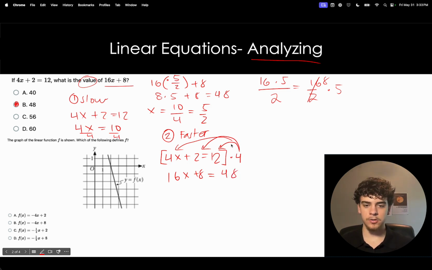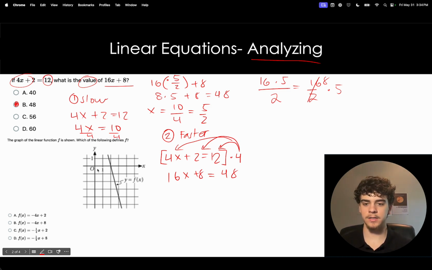And now all we had to do was this one step of recognizing that this is simply 4 times the value of this, so therefore this has 4 times the value of this. So that's another way that we can get the answer that's slightly faster, and that's using more analysis than just plugging it in and solving for x.